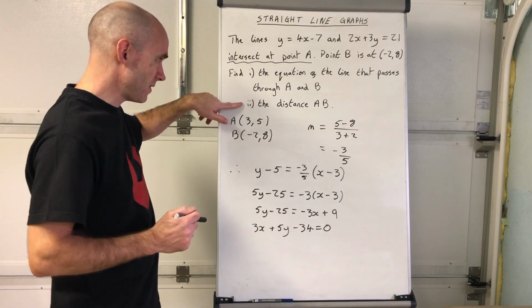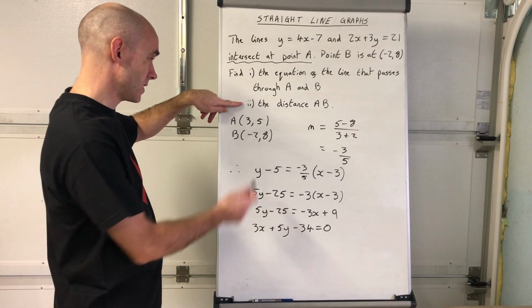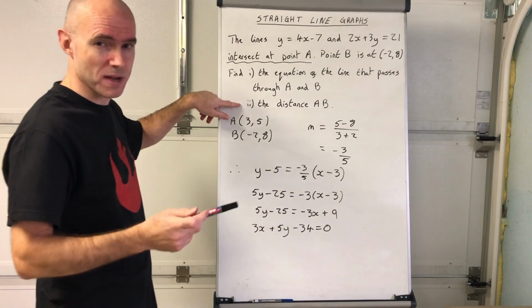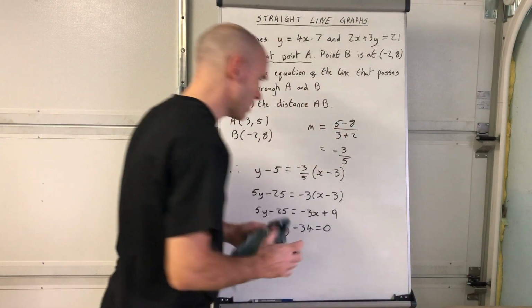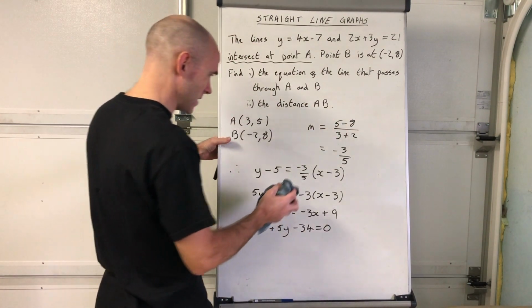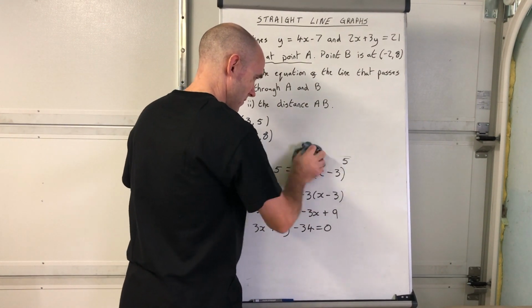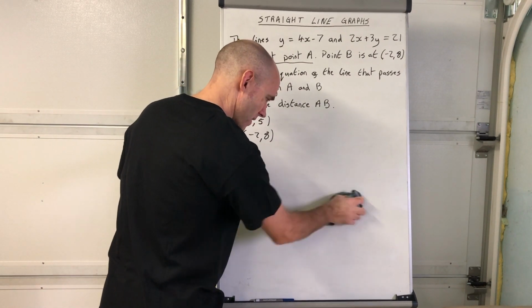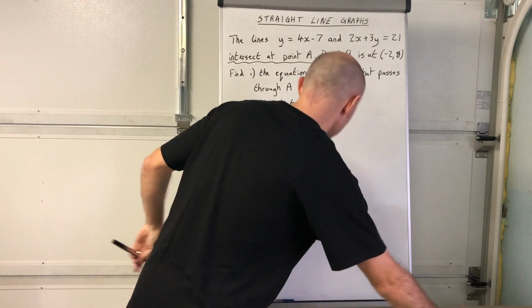Part 2, find the distance AB. Okay, so the distance between points A and B. Do you remember how to do this? It's Pythagoras' theorem, isn't it? And even though I don't require a lot of working to do that, I'm just going to rub all of this off. And again, if you didn't quite get all of that, just rewind and do it again. It won't take long, will it?